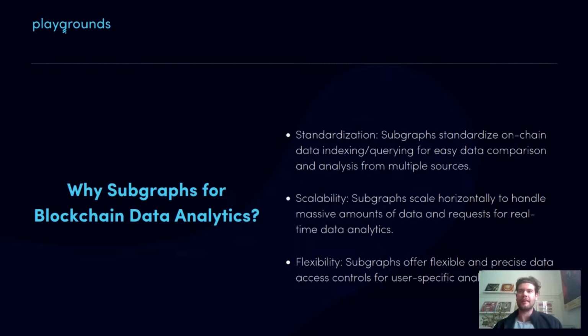And the reason why we think subgraphs are important for data analytics is because they standardize the process, as I've mentioned, but they're also very scalable, right? Thanks to The Graph's architecture and its network of indexers, you can create as many subgraphs as you want to analyze different parts of a given protocol or even different parts of the blockchain. And they're also very flexible, right? They allow you to define any sort of transformation that you would like to do, as well as define how you want the data to be served via the GraphQL endpoint.